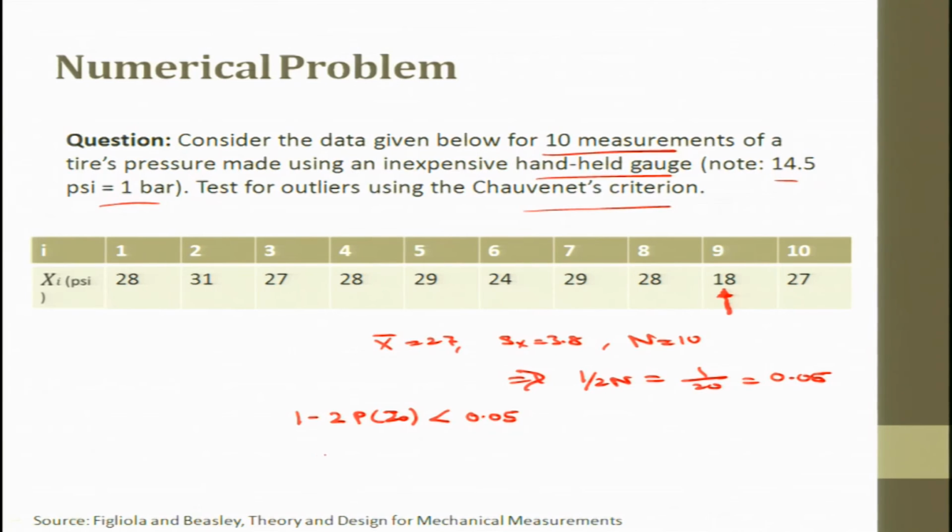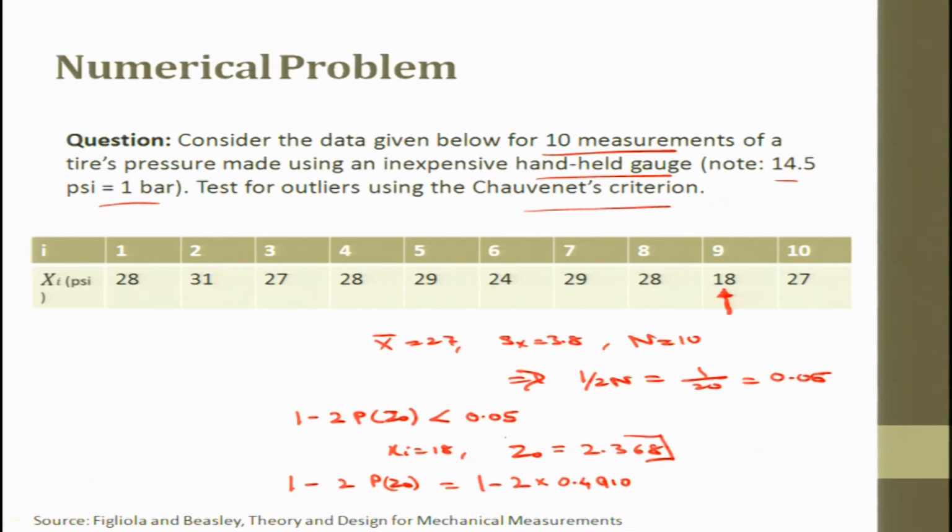So, for xi equal to 18, if I see my table, and using the relation given in the previous slide, I can find the value of z naught, that is equal to 2.368. So, 1 minus 2 into probability of z naught, which is equal to 1 minus 2 into, from the table if I see, probability of z naught would come out to be 0.4910.